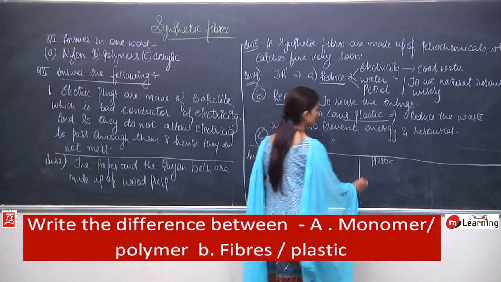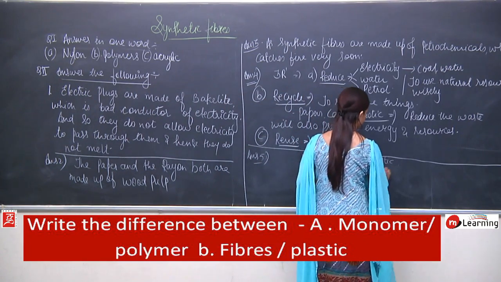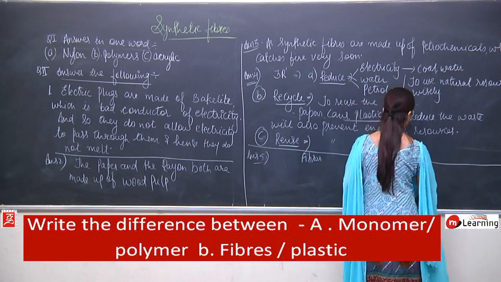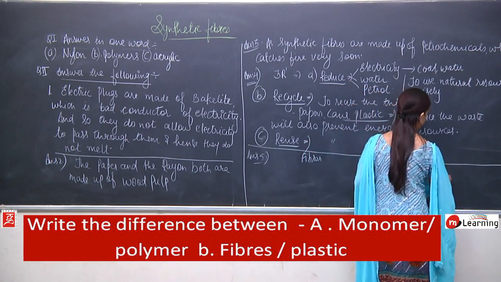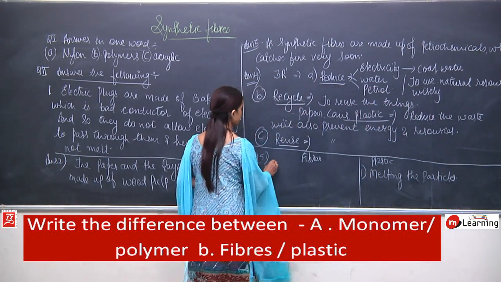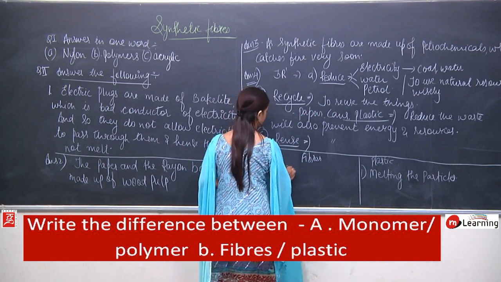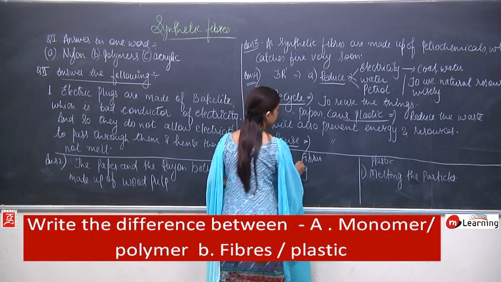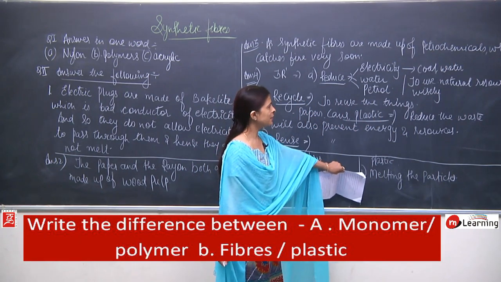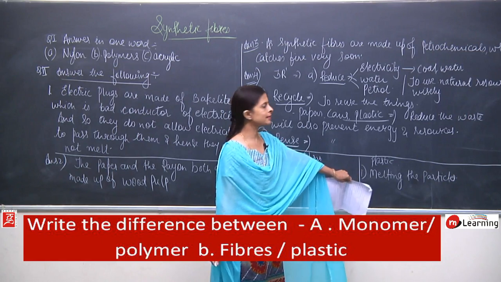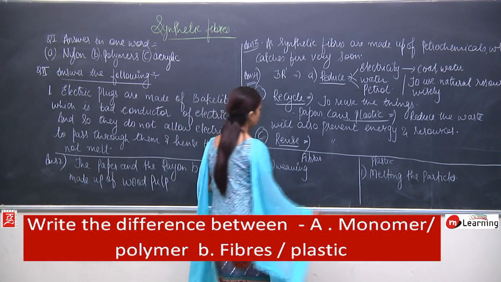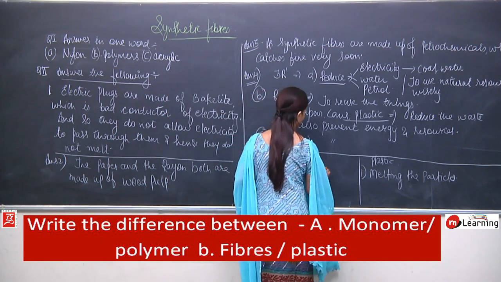Now, plastic is made by melting the particles, melting the substance. Plastic is made by melting the particles, isn't it? And here fibers, how are the fibers made? By weaving the thread together.